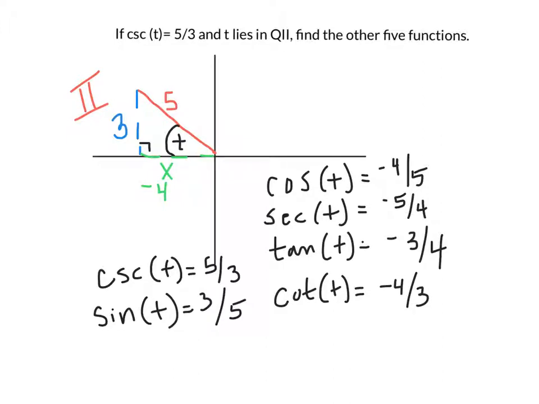Hopefully these two examples will give you a better understanding of how you can resolve these triangles if you put them in the coordinate plane in their appropriate quadrant. The signs will come out the way that you need them to. Good luck with these, and let me know if I can help you any further.